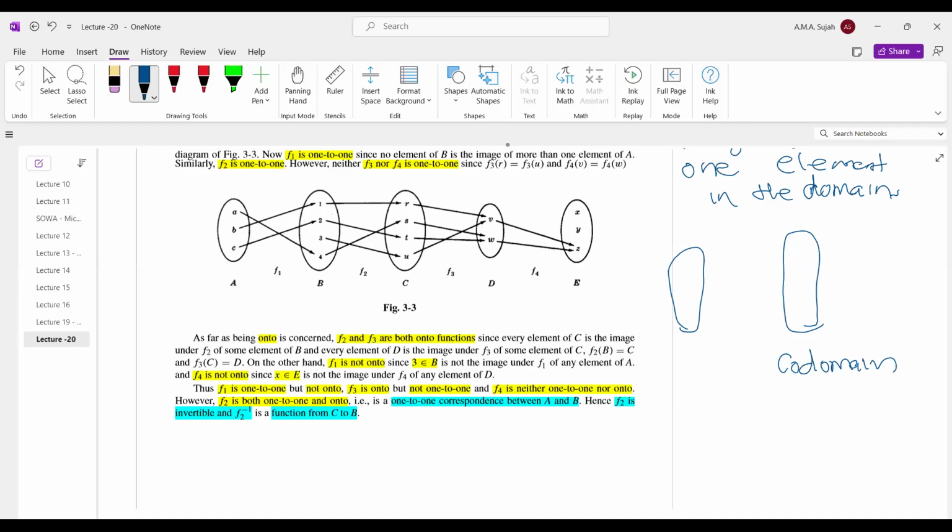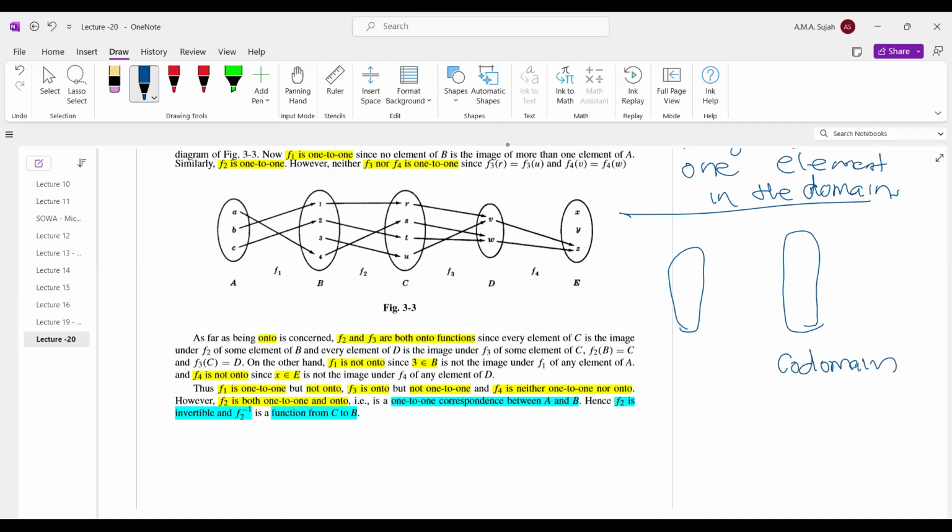Did you get my point? In the previous case, if it is a one-to-one function, each element in the codomain is the image of at most one element in the domain. It means no two domain elements have the same output. That is one way here.